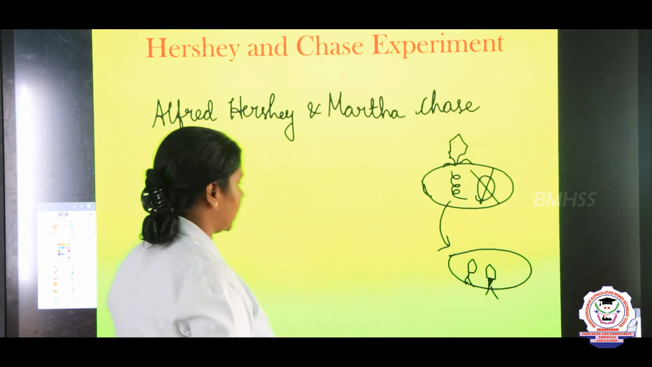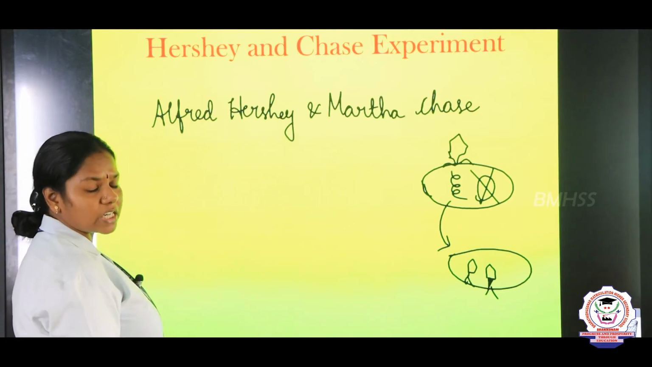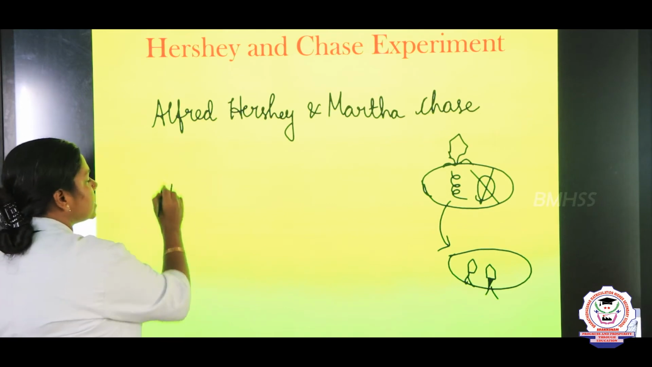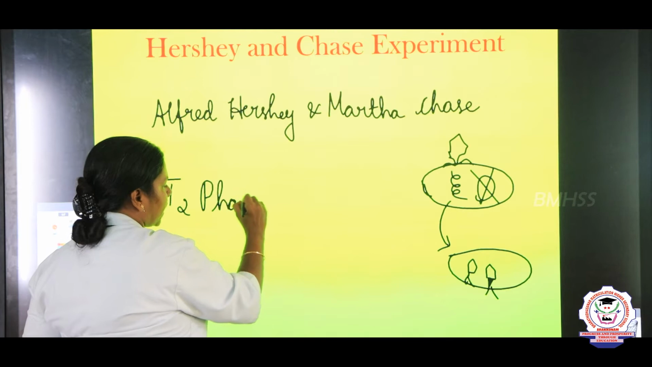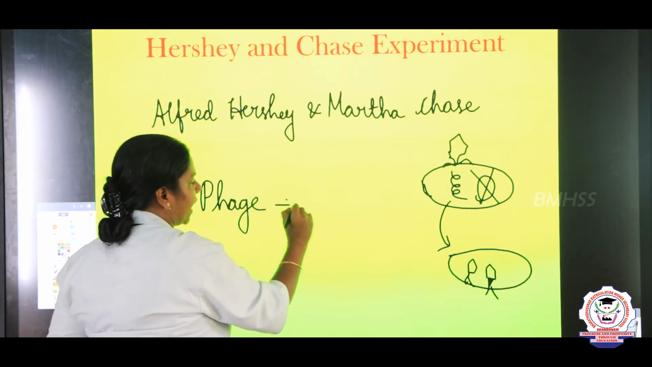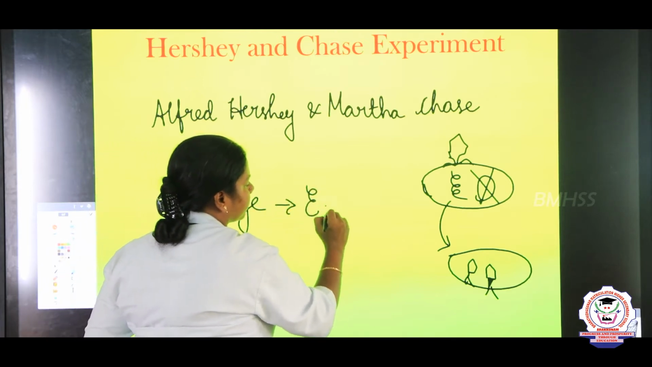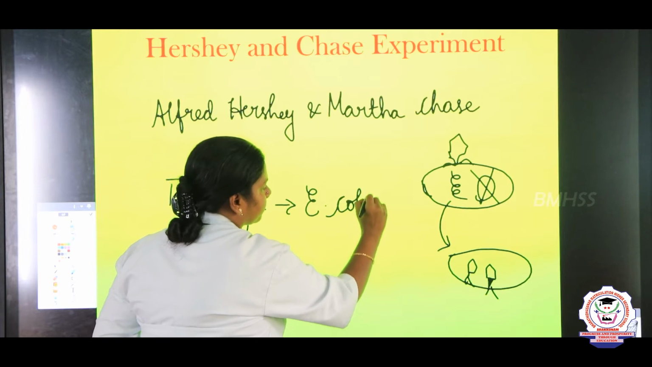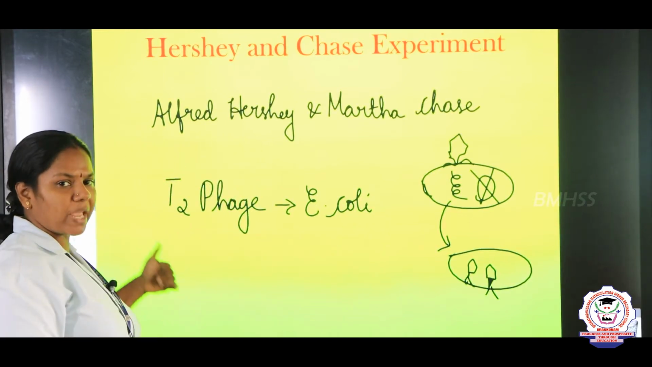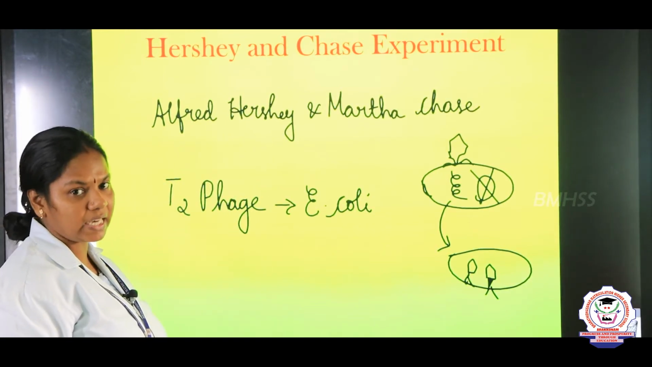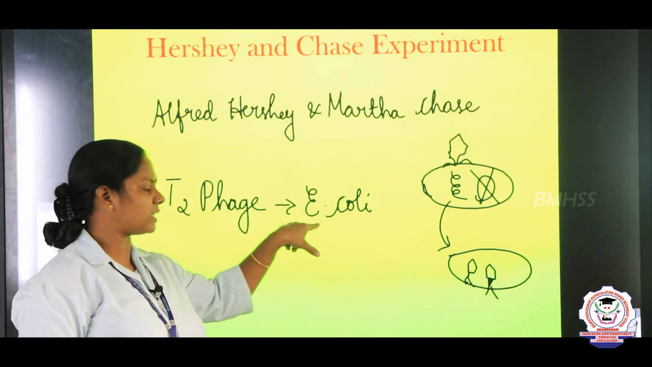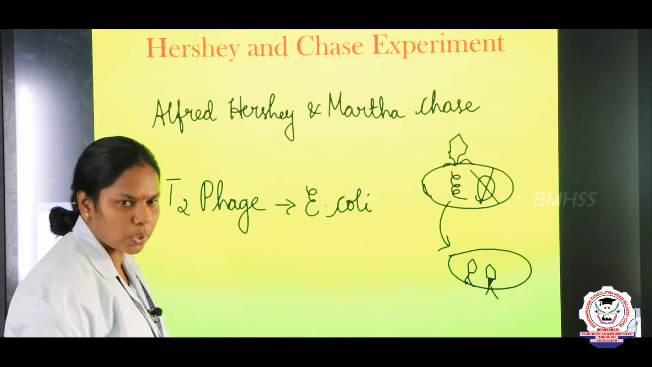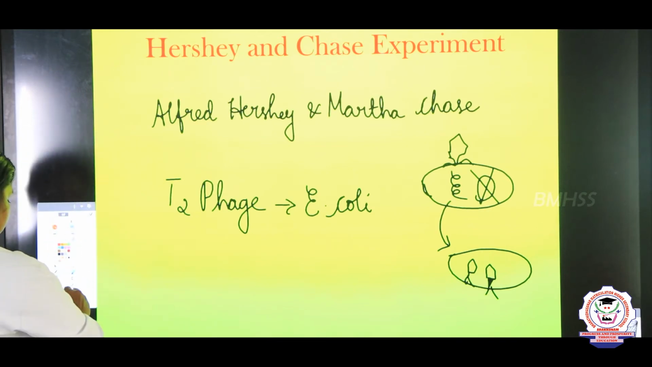The phage is a virus that affects the bacterium. And Alfred Hershey and Martha Chase used a T2 phage, which has a capacity to infect E. coli, Escherichia coli. So they used this T2 phage to prove that DNA is the genetic material, and this phage has a capacity to infect Escherichia coli. Let us go into the experiment.